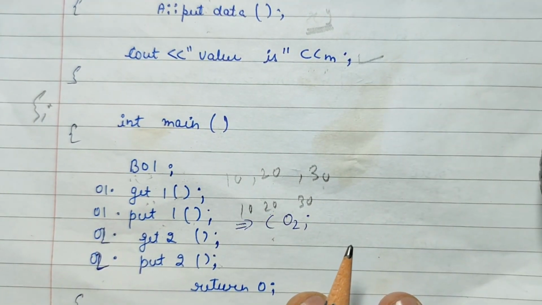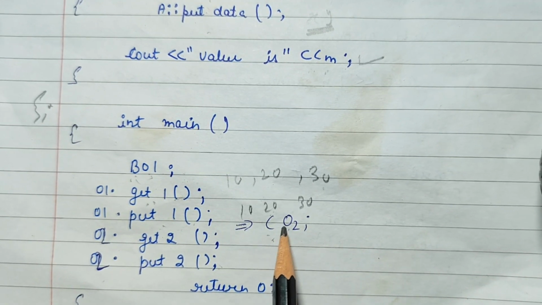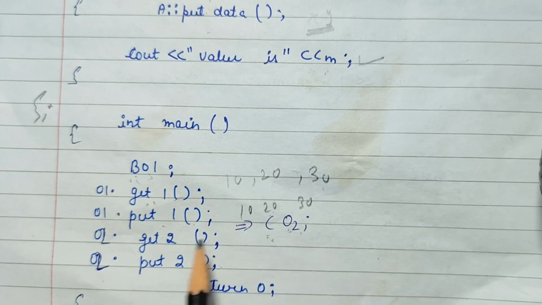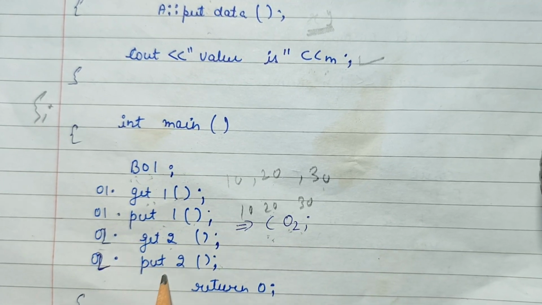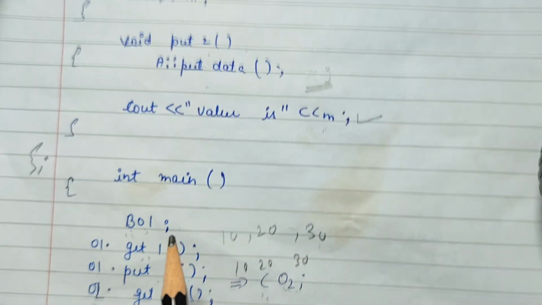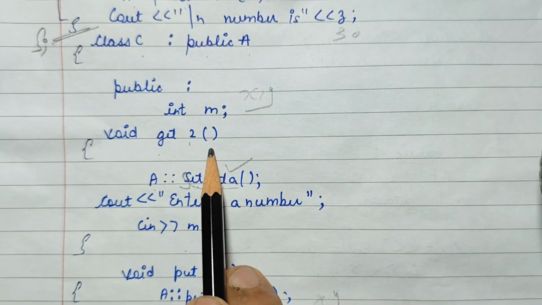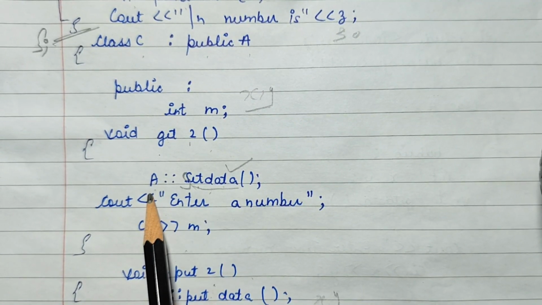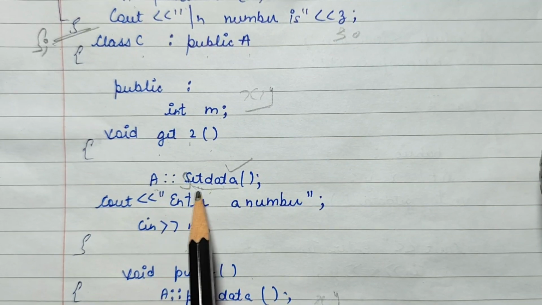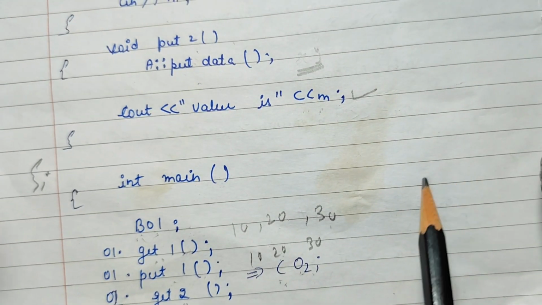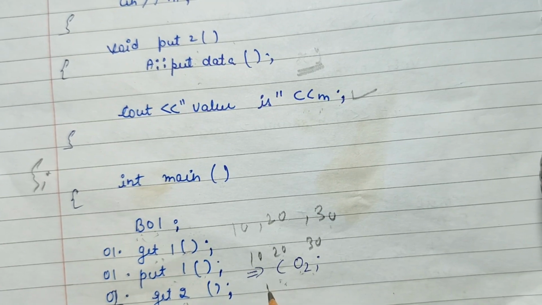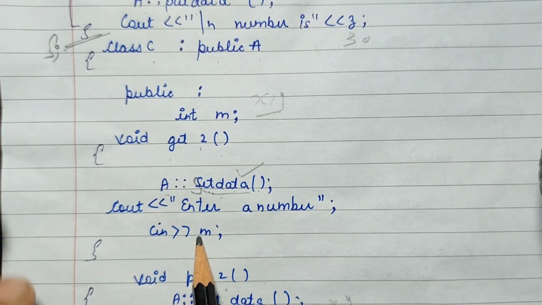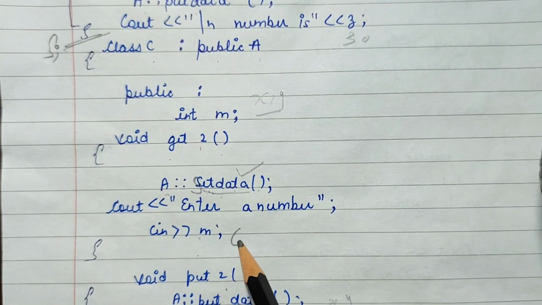After this I create object of the second derived class. O2 is an object of second derived class, that is C. Now using this O2 member function, I call get two member function and put two member function. When get two member function is called, control jumps to function definition here. Now first I call the get data member function of class A. Using the get data member function of class A, first I input the value in x and y variable. Suppose here you enter the value in x variable as 40 and 50. After calling get data member function, we input the value in m variable. So here suppose we enter the value 60.